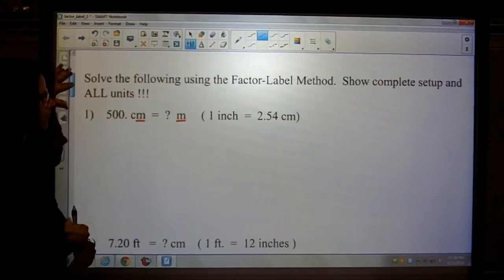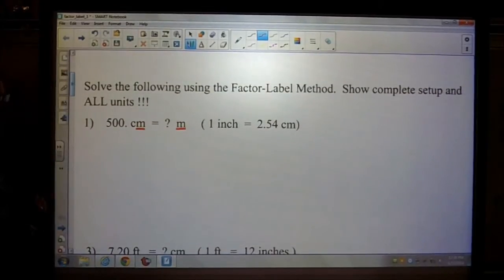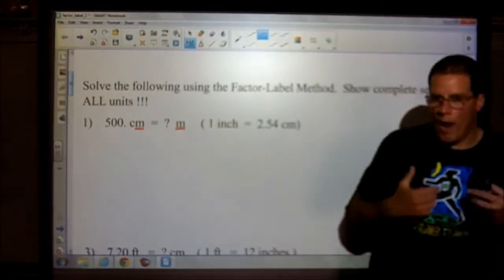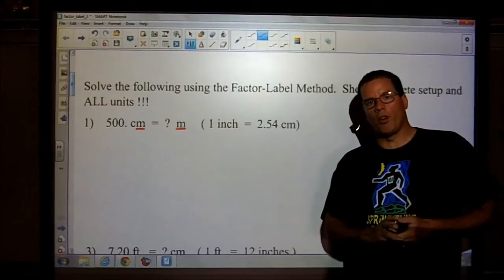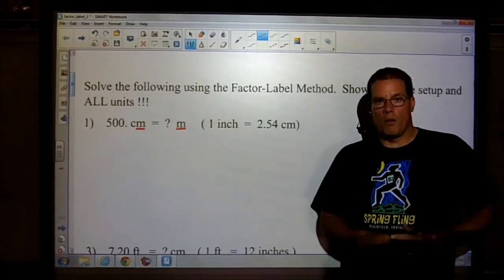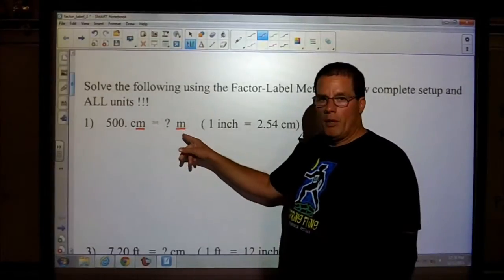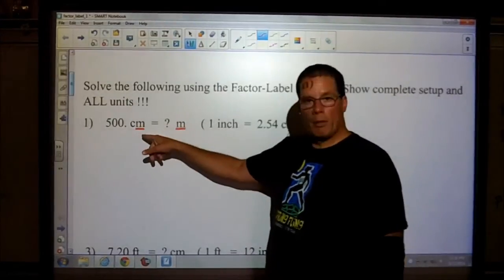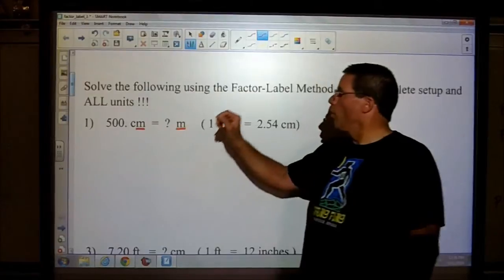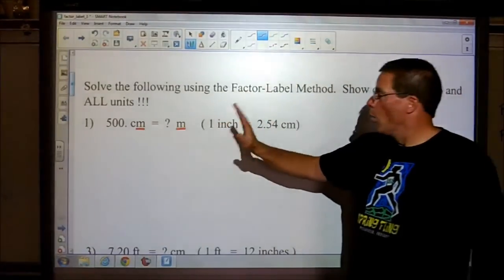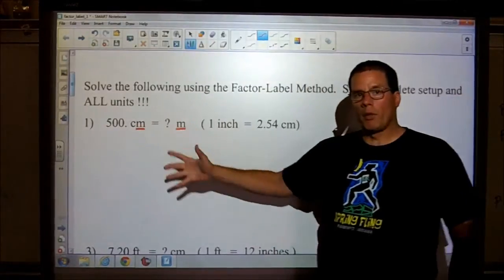So, all right, let's look at this question. Here's how we actually tackle a factor labeling problem. You have to look at the question, and you have to ask yourself a question. What do I know? What's given to me? So, do I know how many meters I have? No. Do I know how many centimeters I have? Yeah. So, you always want to ask yourself, what do I know? Before you even begin, whatever I know, that's what I'm going to start with.